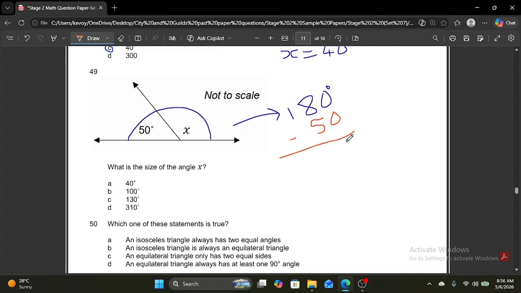So 0 minus 0 is 0. 5 from 8 would be 3. And you're left with 1. So 130. So x is now equal to 130, because 130 plus 50 will give you the complete 180. So 130 degrees. So C is the answer for number 49.